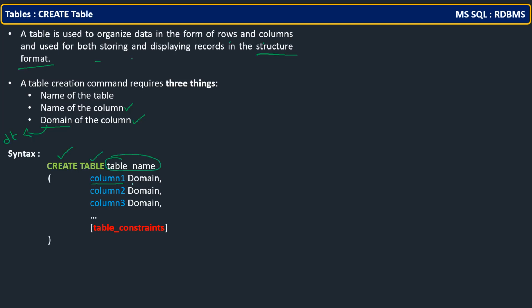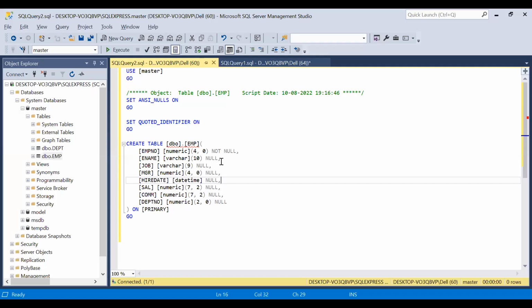Then column name and its data type. Column name and its data type. However many columns you have, that many columns you can place, and for every column you must mention its data type. Okay, so let us come to here. Don't worry about this part.